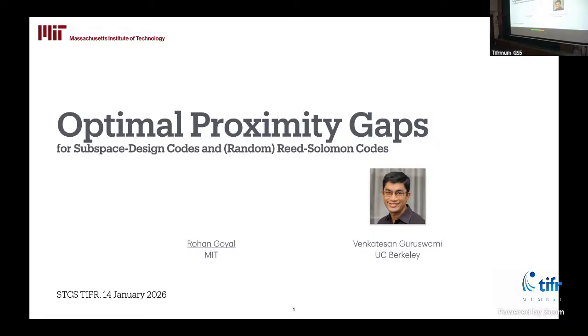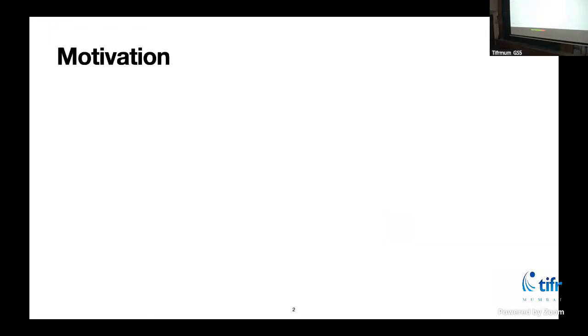So yeah, this talk is about this recent work on optimal proximity gaps. I'll try to define everything because this is a relatively new problem. But please ask me questions, stop me at any point. I'm happy to take questions. So what is the motivation, or what is the problem?